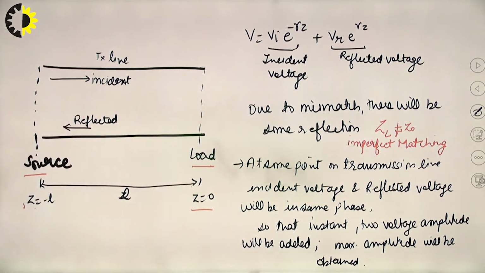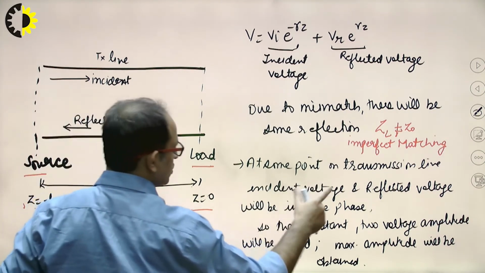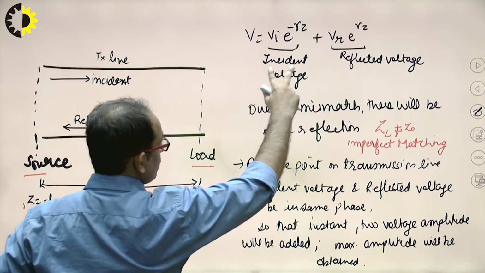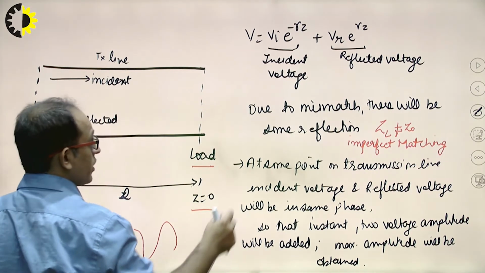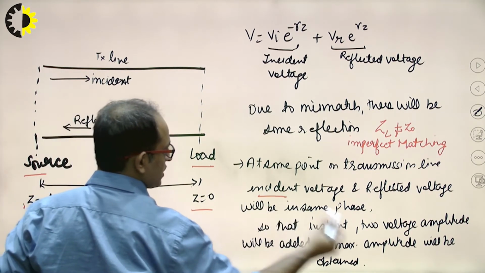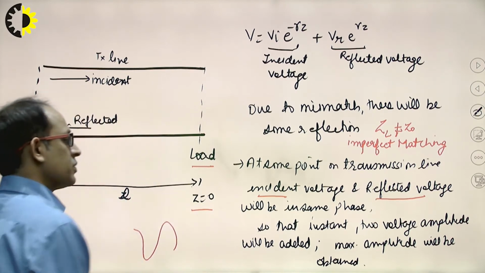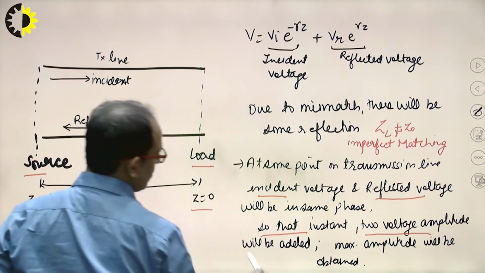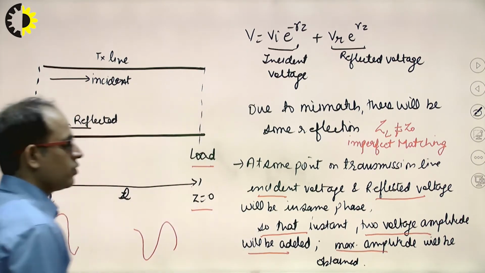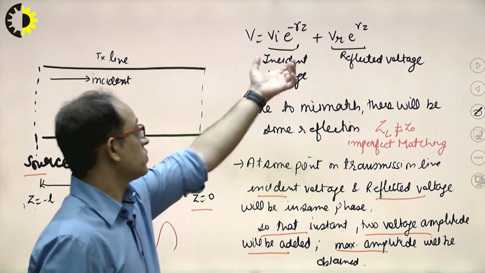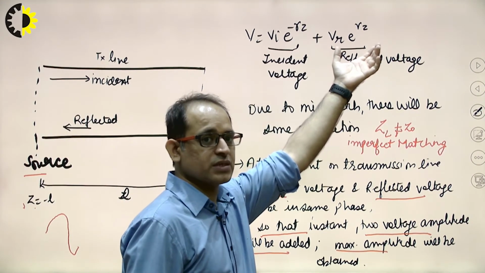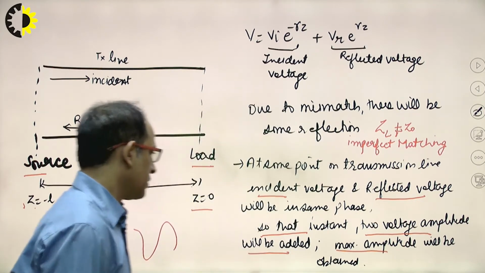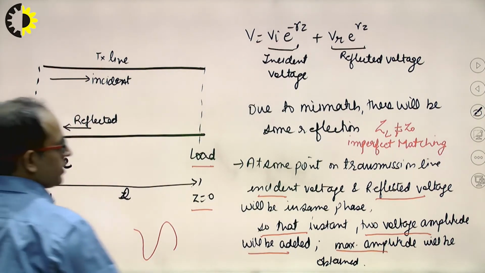Clear? So if I say this is an incident wave and this one is a reflected wave, then at some point on the transmission line, because this is a superposition of incident voltage and reflected voltage, the incident voltage and reflected voltage will be in the same phase. At that instant, the two voltage amplitudes will be added and the maximum amplitude will be obtained. When this wave and this wave have the same phase, there will be an addition of amplitudes.